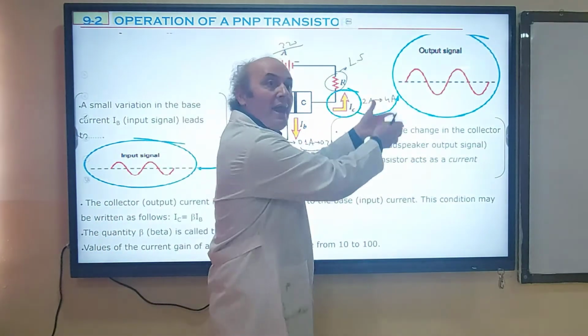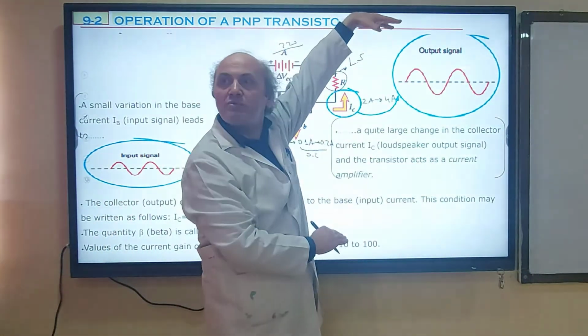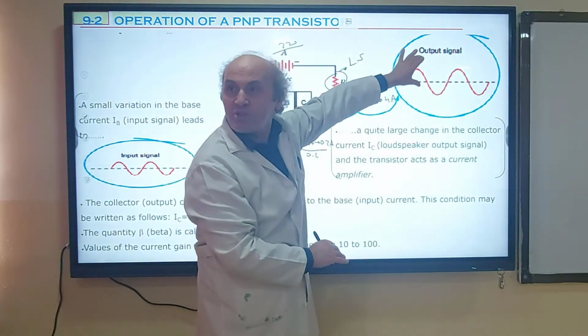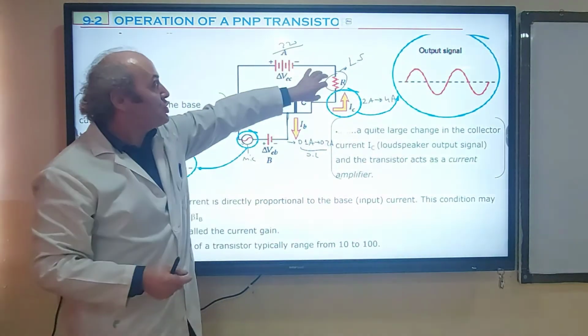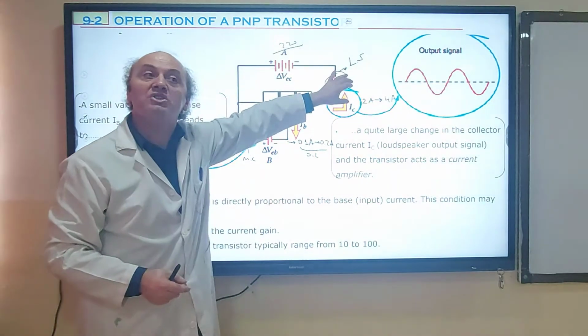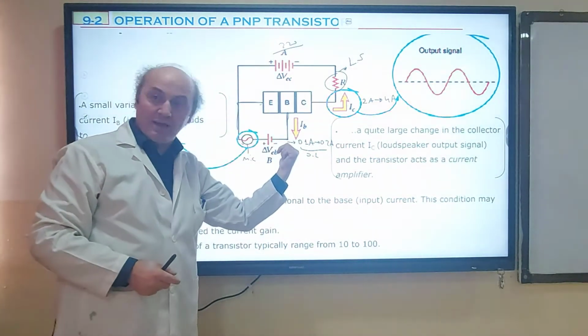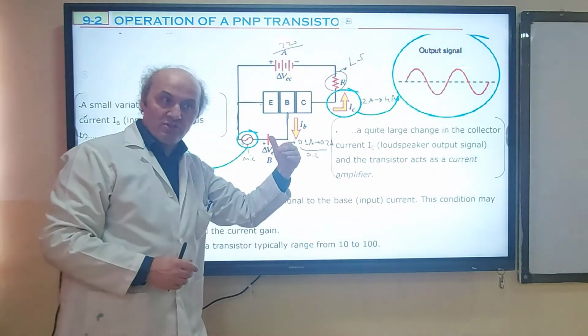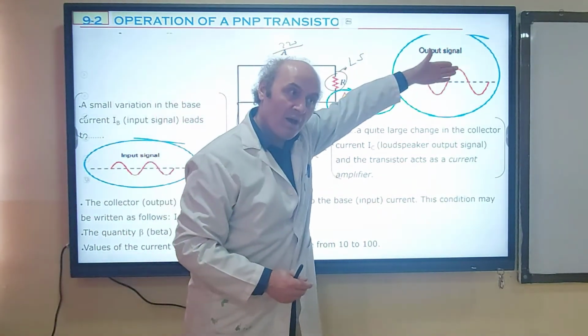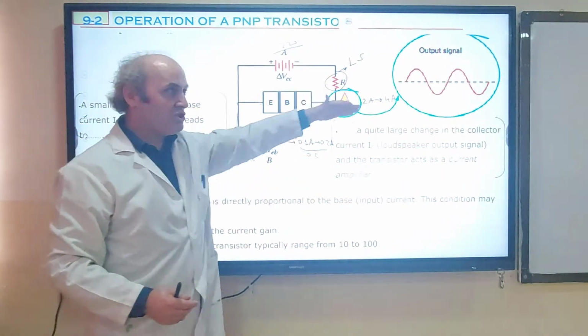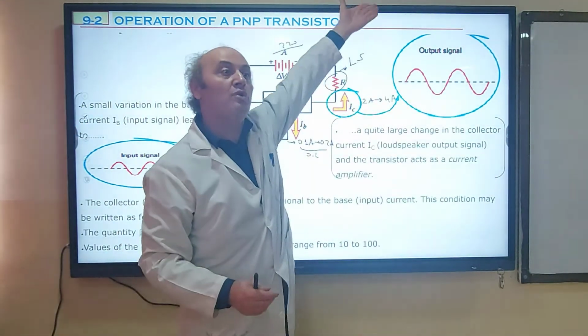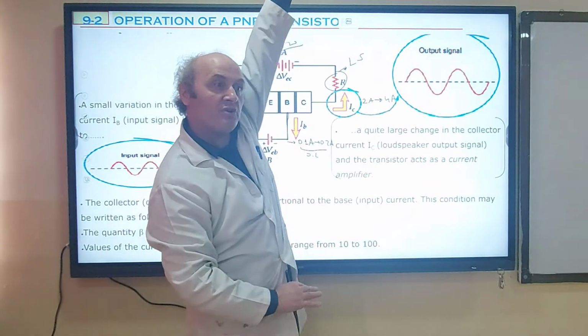This is how we are making the amplitude of the output signal greater. Yes, there's a proportional change. However, the current IC is much greater than IB. When IB doubles, IC also doubles. However, IB doubles from 0.1 to 0.2, but IC doubles from 2 to 4, or 20 to 40. That increase is so huge.